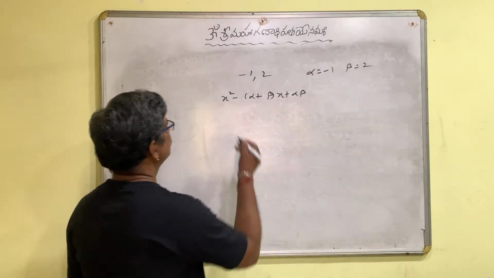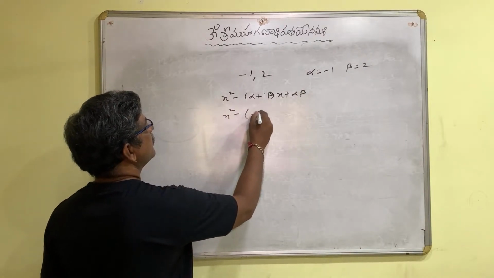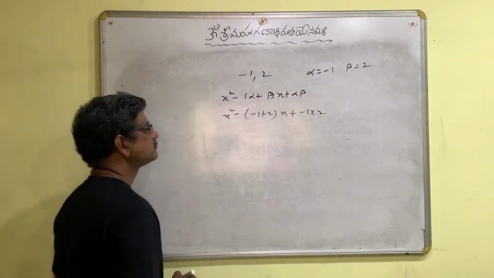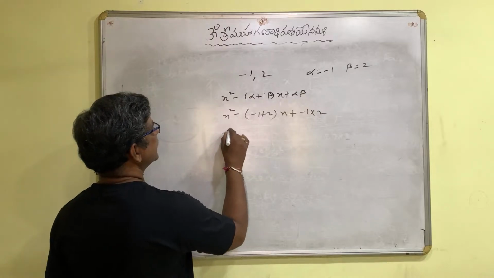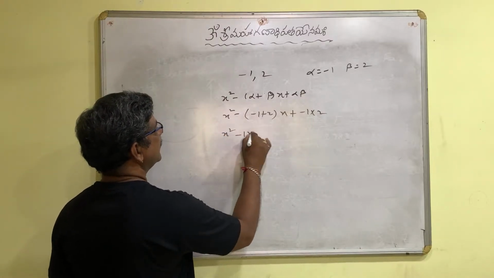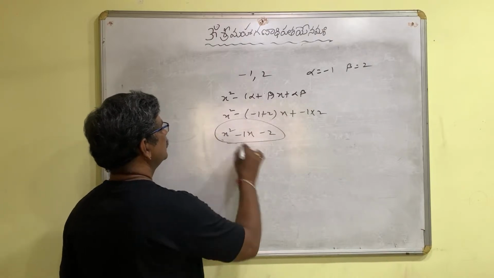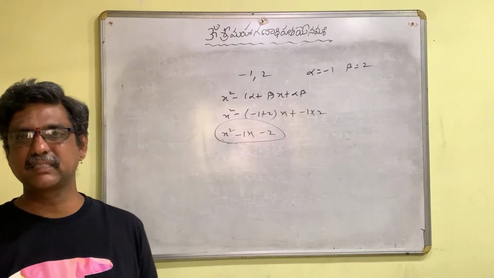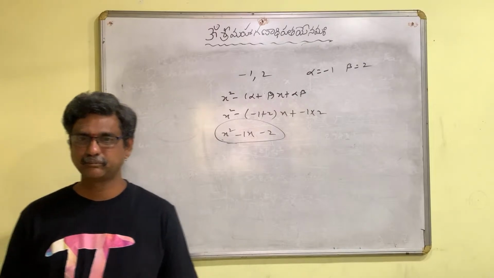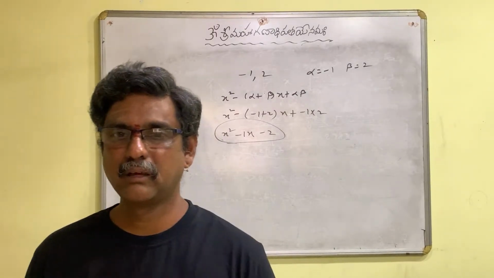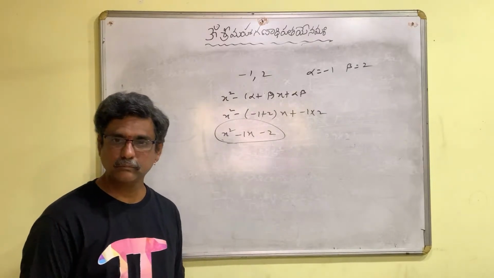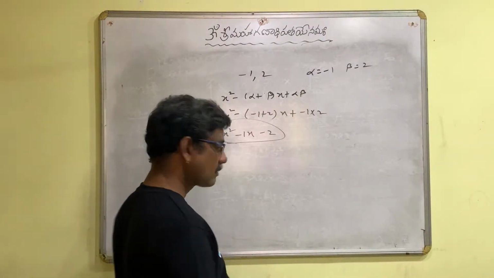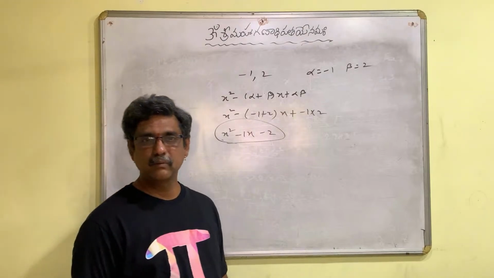Now substitute the values. x square minus (minus 1 plus 2) times x plus (minus 1 into 2). When we simplify this, x square minus 1x minus 2. So the polynomial is x square minus x minus 2. Okay?